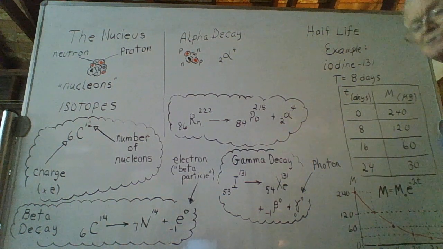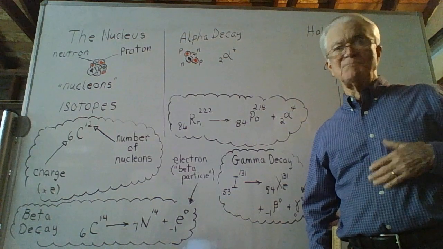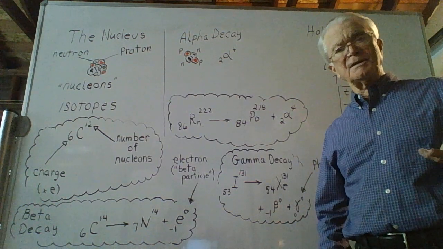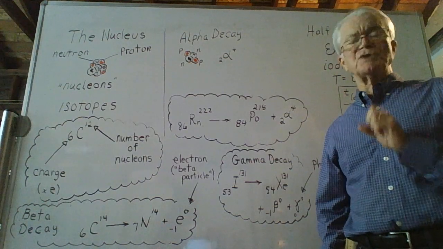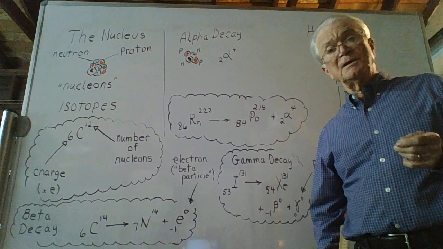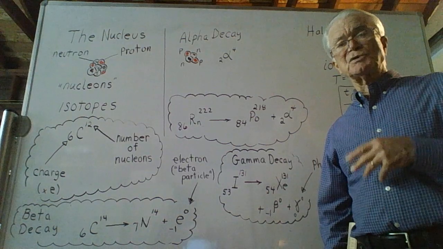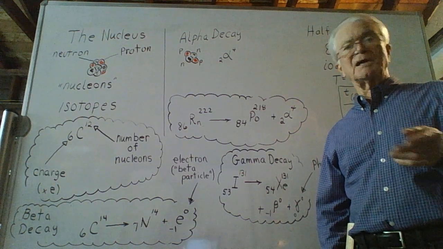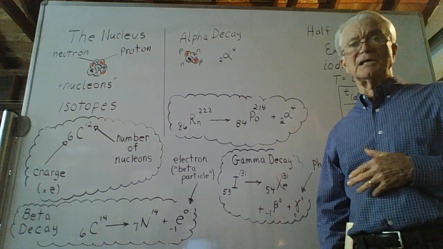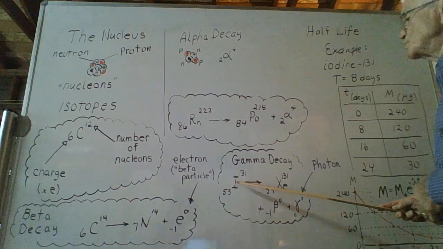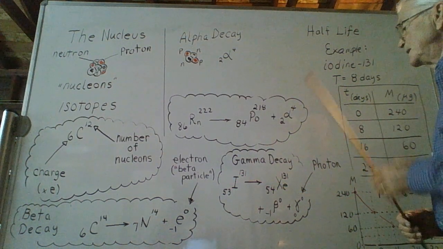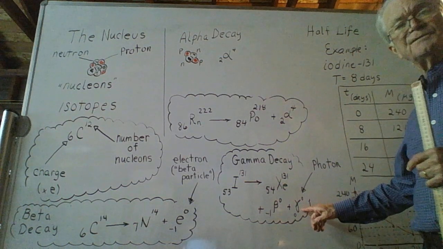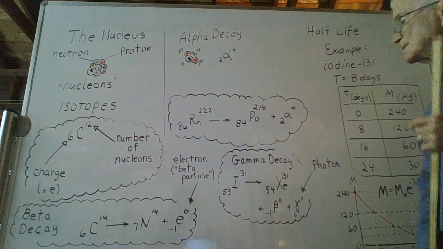The third most common type of radioactive decay mode is gamma decay. That happens when a photon, one or more actually, is emitted from the nucleus, and usually there is another particle emitted simultaneously. That's the case for iodine-131. It decays by means of beta particle emission alongside a photon being liberated.